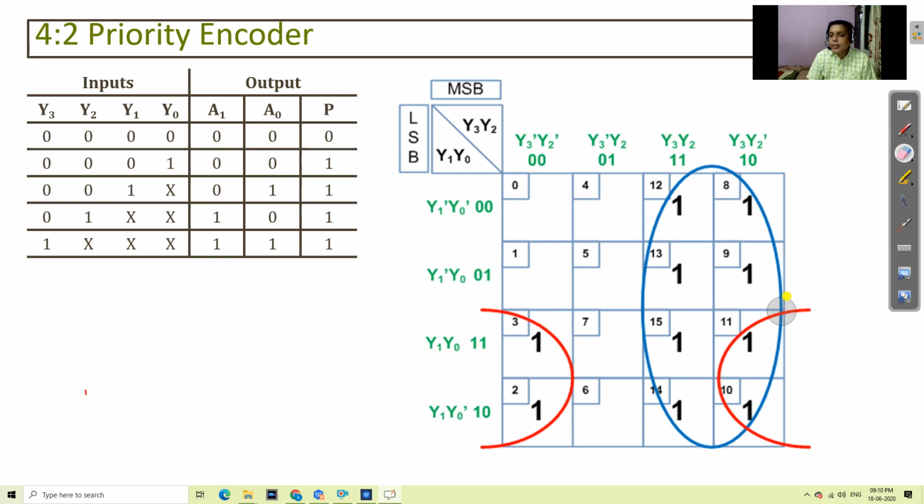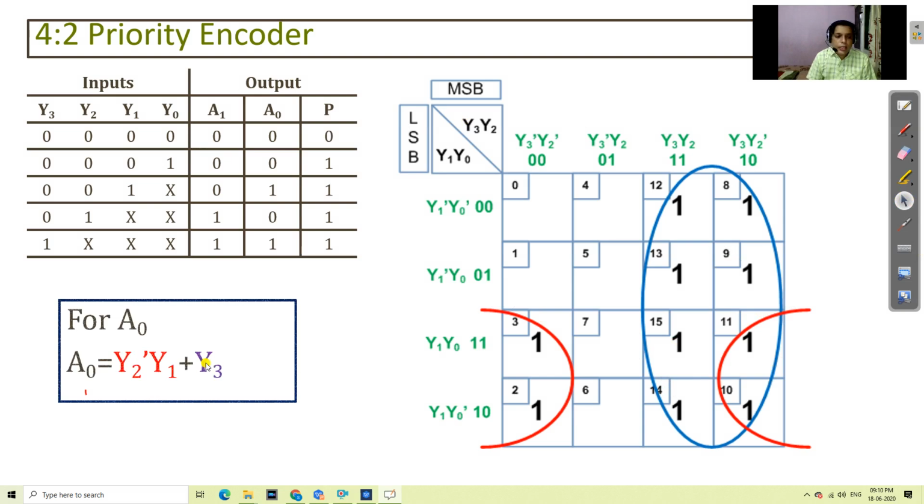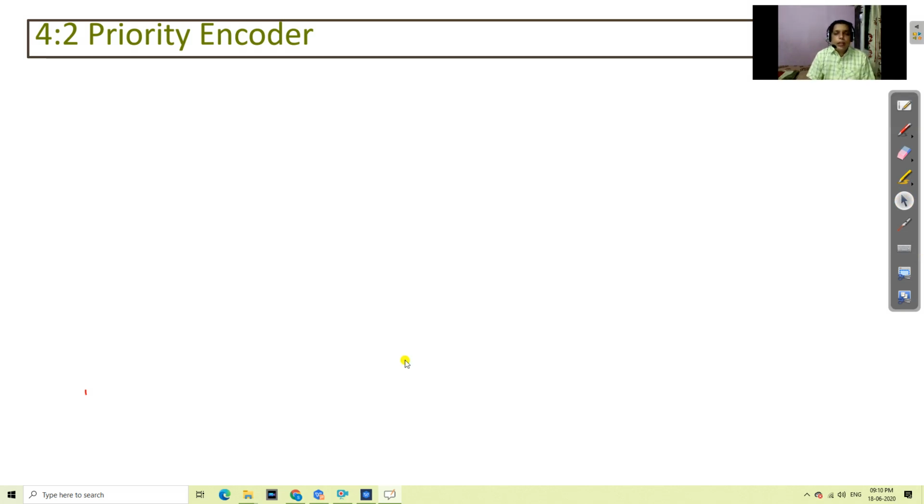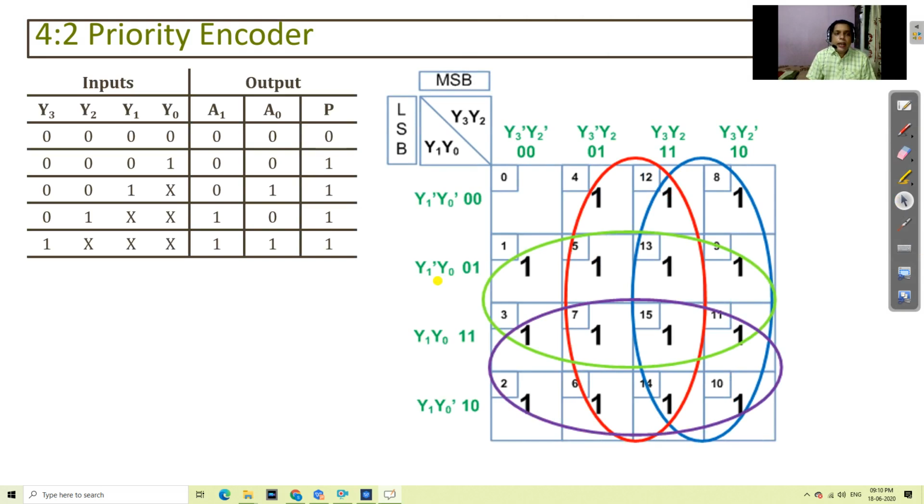What will be the equation for this? A0 is equal to, for this red combination, y2 dash y1, and for this blue combination, y3. So this is the priority encoder, and this is how we can implement it using logic gates. One more bit is remaining, that is the priority bit.